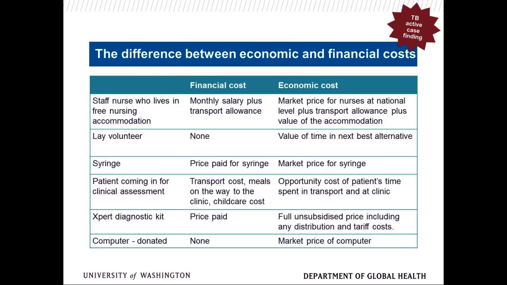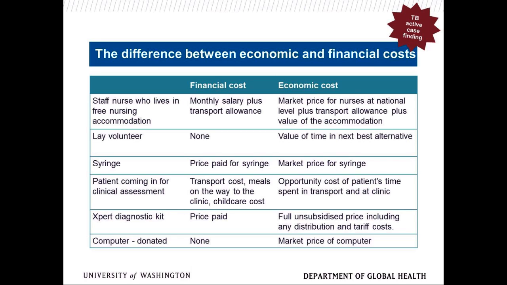So let's just put that in practice. This is an example from TB active case finding. And this is a very concrete example of what's a financial cost and what's an economic cost. So in active case finding, they'll put a staff nurse closer to the community to try to screen, to try to identify TB cases. And so the financial cost is basically her salary plus allowances. But the economic cost is that she's now living somewhere in the community, right? And she has additional transport costs to do this.